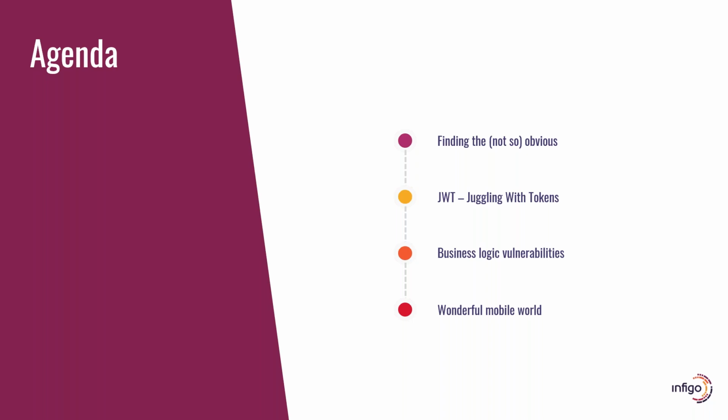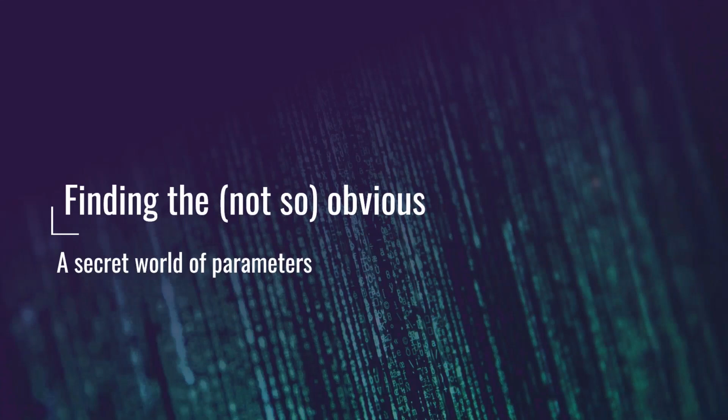And finally, we'll spend some time talking about mobile application vulnerabilities. Again, I'll show some, I think, interesting vulnerabilities in mobile applications, and I'll also show how to actually test and exploit such vulnerabilities. So as always, let's start with maybe the simplest thing, which is related to parameter identification.